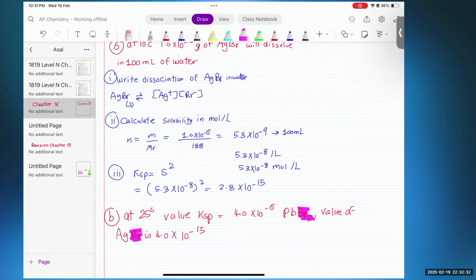So if 60 ml of 0.1 molar sodium bromide is added, no, this is not related. I think this is not related. And the value of KSP.